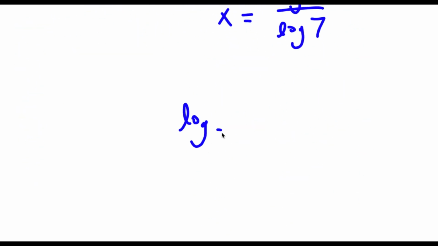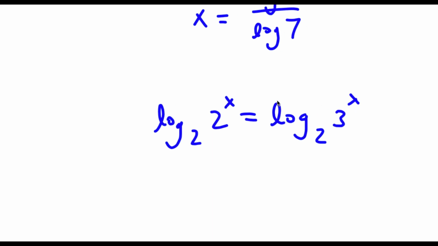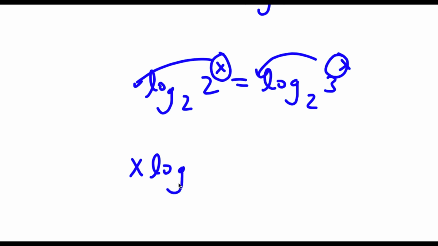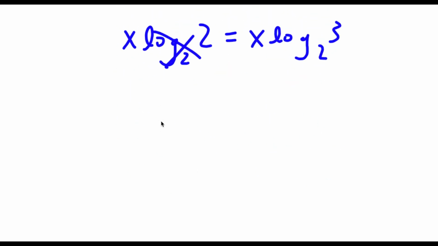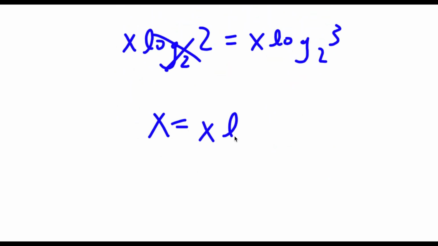I had log base 2 of 2 to the power of x is equal to log base 2 of 3 to the power of x. So now if I move x to the front for both of these, I have x times log base 2 of 2 is equal to x times log base 2 of 3. Now log base 2 of 2, this is the same thing as 1. So now I have x is equal to x times log base 2 of 3.